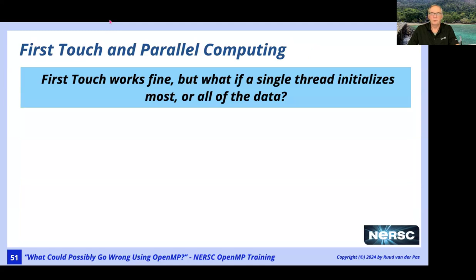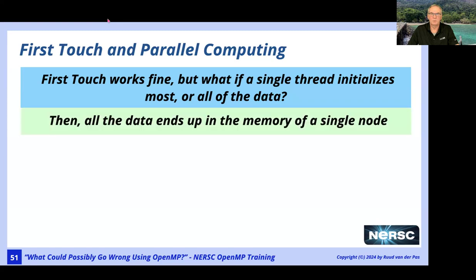Because what if a single thread initializes most or all of the data? By virtue of the first touch placement policy, it means that all that data ends up in the memory wherever that thread is running. And then every other thread, as far away as it may be on your system, will need to get and access that, and that's going to cost you performance. So first touch in itself is nice, but you've got to be careful in the context of a parallel program.